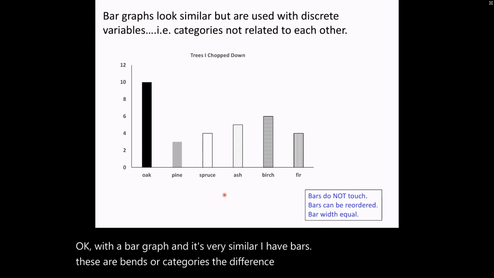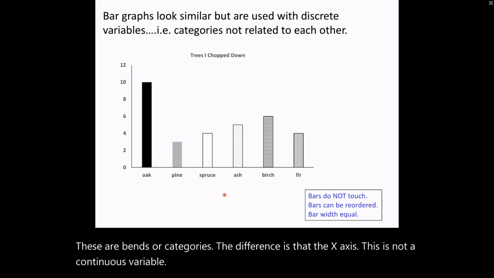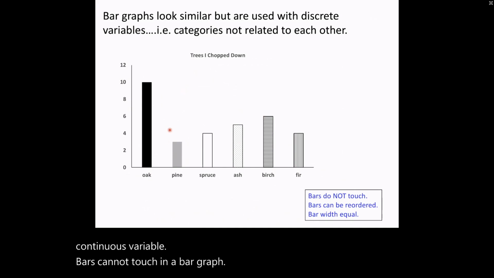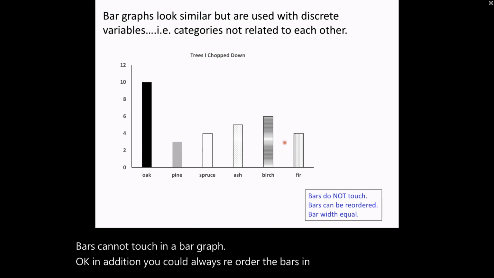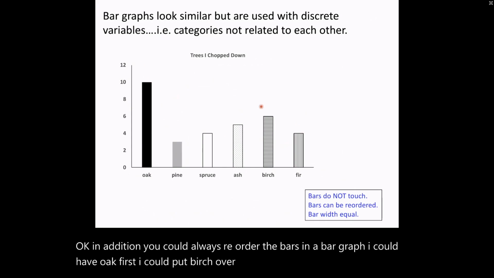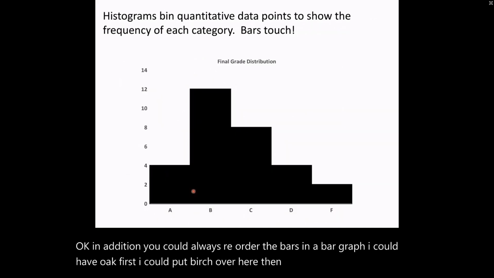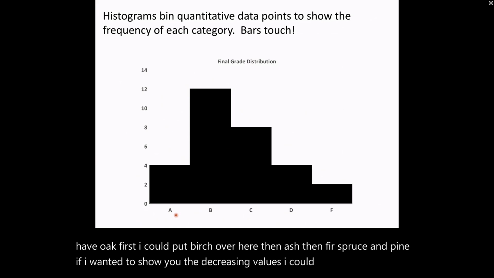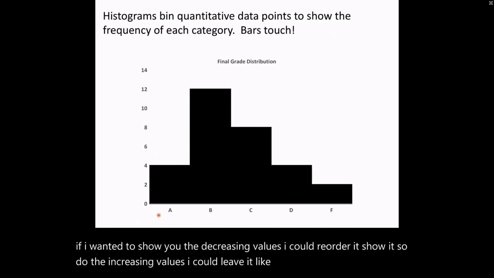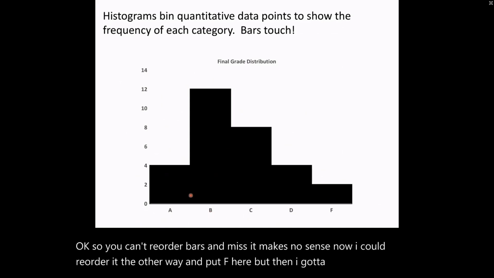In addition, you could always reorder the bars in a bar graph. I could have oak first, I could put birch over here, then ash, then fir, spruce, and pine if I wanted to show you the decreasing values. I could reorder it, show you the increasing values. I could leave it like this, okay? So you can't reorder bars in this. It makes no sense. I could reorder it the other way and put F here, but then I got to go D, C, B, A. If it's a continuous variable, you can't jump around.